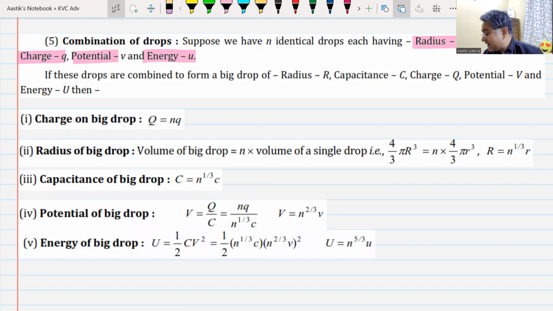Similarly, we can find the energy. The energy of this bigger drop will be U times n raised to the power 5 by 3. So just remember these things. You can easily understand these things. We are just writing them as a concept, as a point. And I hope you can remember this point. I'll give you 2 minutes to note this down.